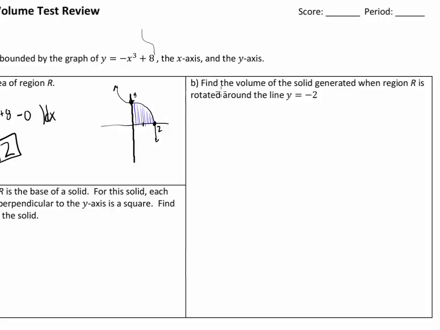Okay, so find the volume of the solid generated when this region, R, is rotated around the line y equals negative 2. So y equals negative 2, it's going to be down here someplace. So I'm rotating it around this line right here. So this region is getting rotated like this. So I want to keep it with respect to x, since we are rotating around a line parallel to the x-axis. So this is still going to be in terms of x.